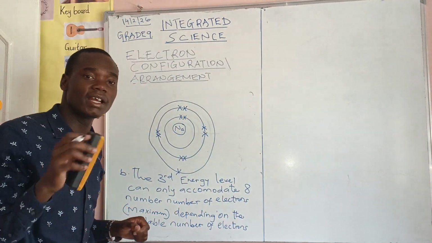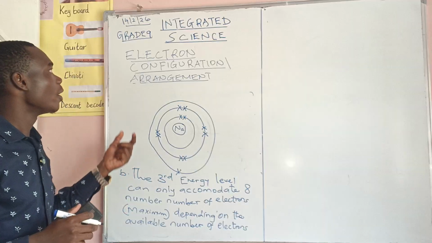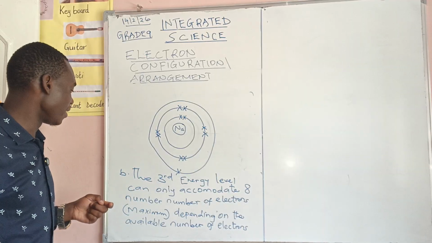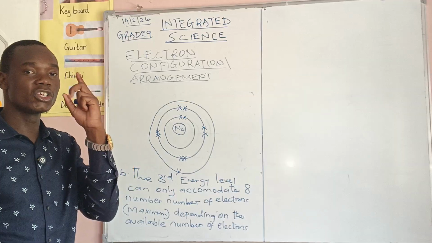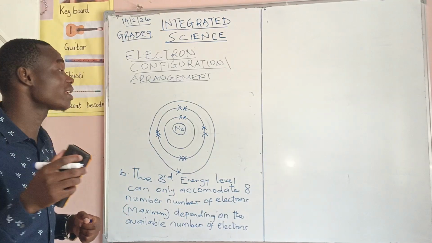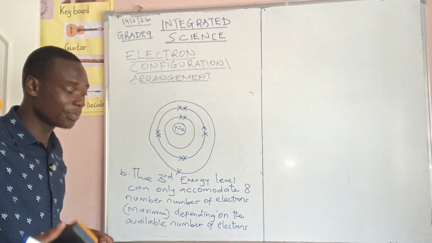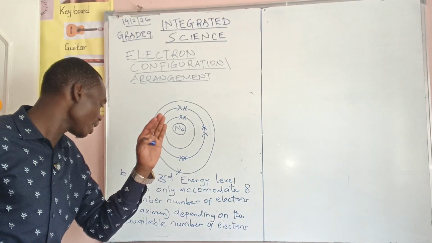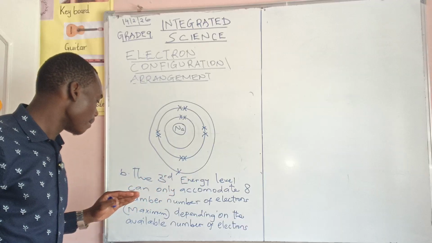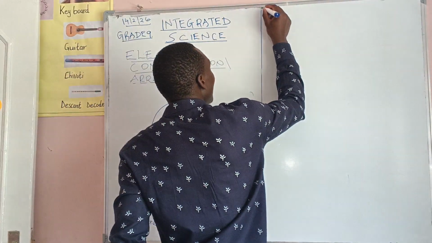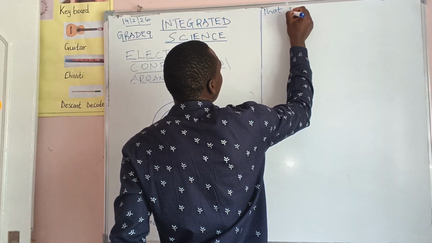Now, it is a very interesting class because we are learning new concepts, new things. Remember, we have said the first holds 2. The second must accommodate a maximum of 8 electrons. And again, we are repeating that the third energy level can only accommodate 8 electrons maximally, depending on the available number of electrons that particular atom has.